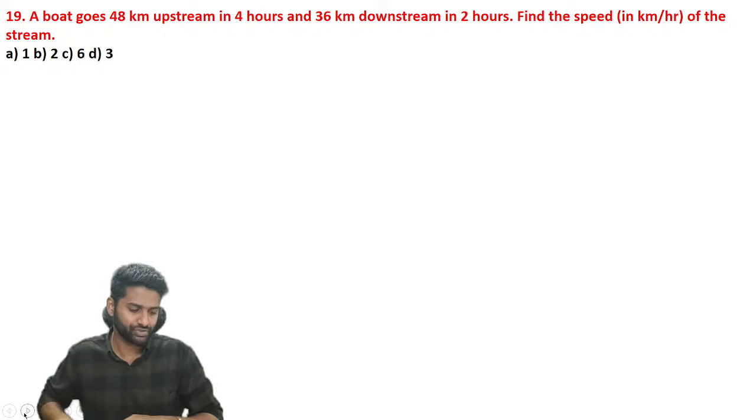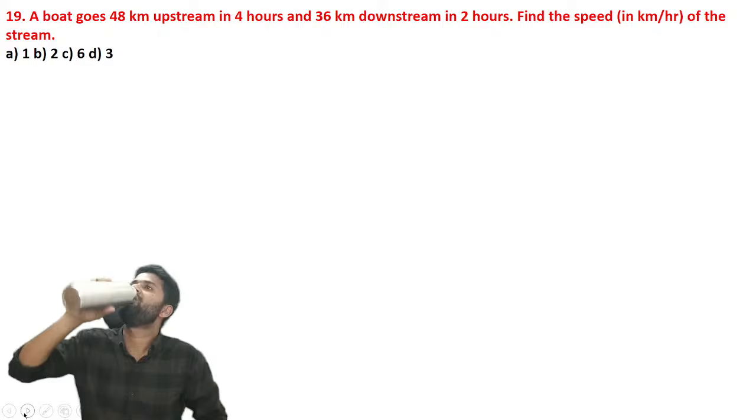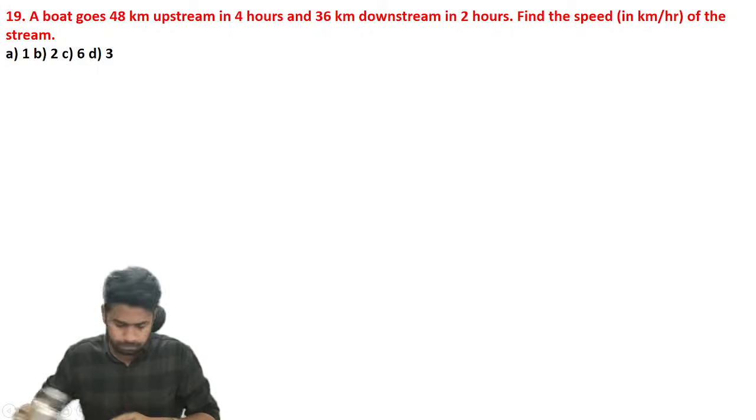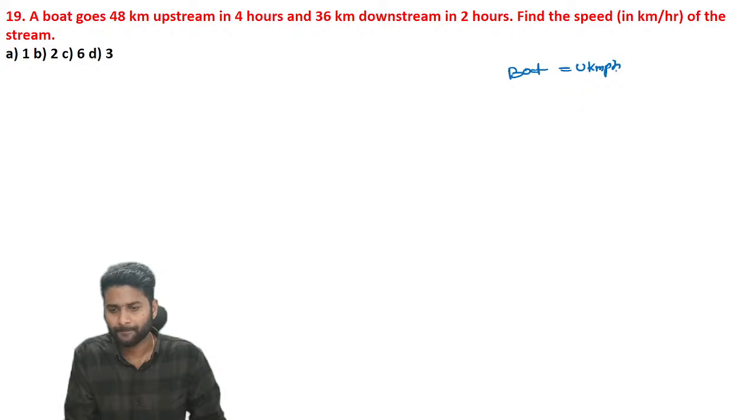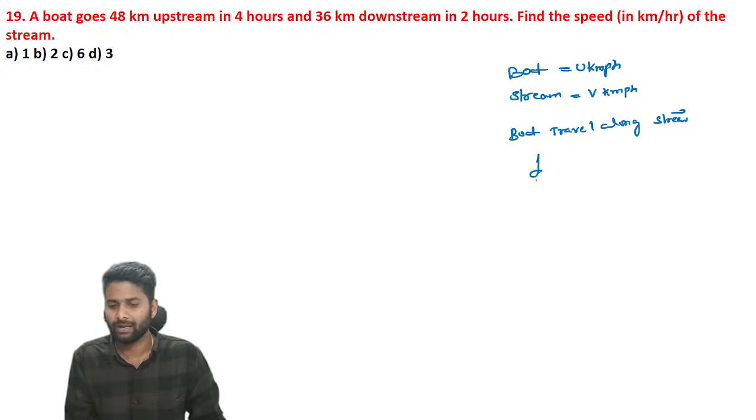Next. Let's see this question from boats and streams. Understand that boat speed is u kilometer per hour and stream speed is v kilometer per hour. If both travel along the stream, that is downstream. It's the concept of downstream. Downstream speed is u plus v kilometer per hour.